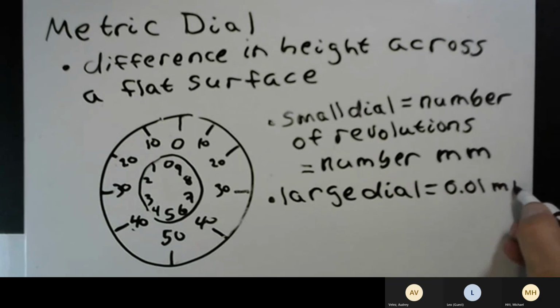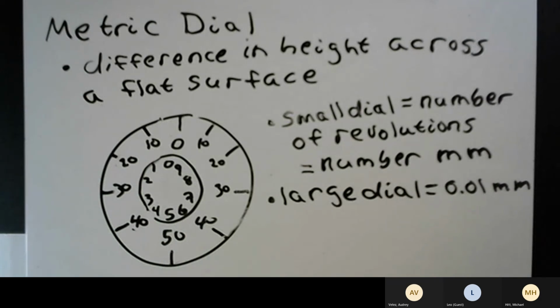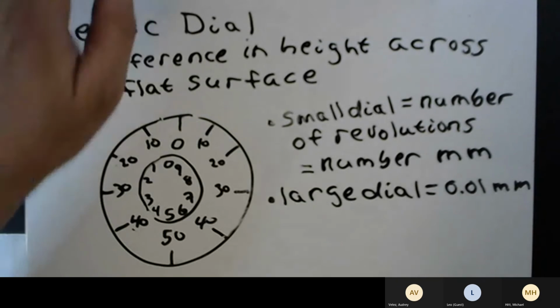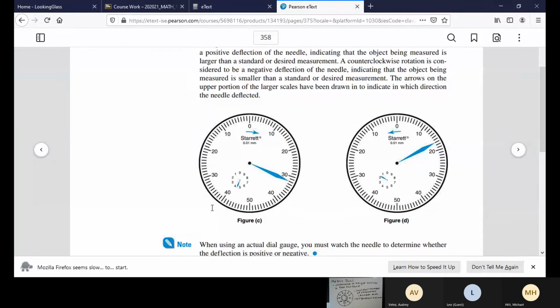So let me switch over to the textbook just so you can see it better. So this is what you're going to be looking at. This little dial is telling you how many millimeters you've gone, how many full rotations. And then once you get to the last full rotation, you come all the way around and do a little bit of a partial rotation.